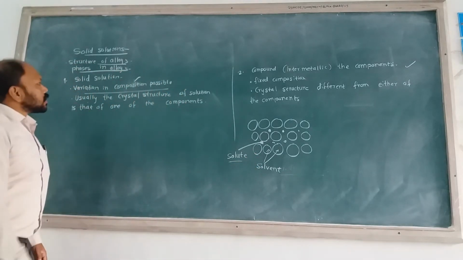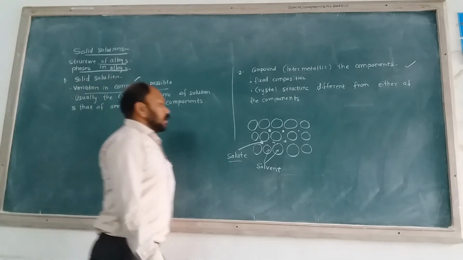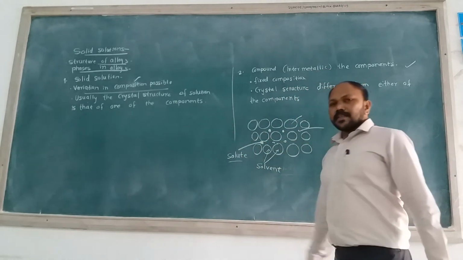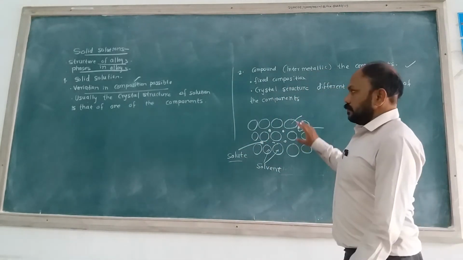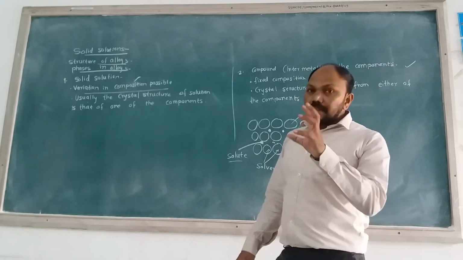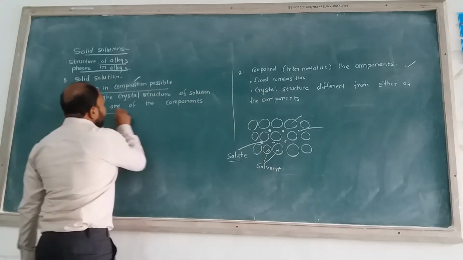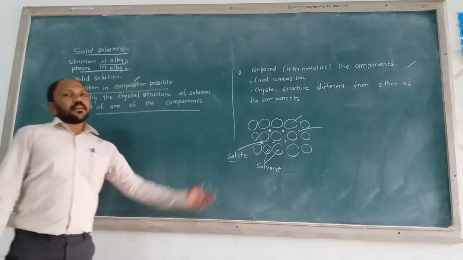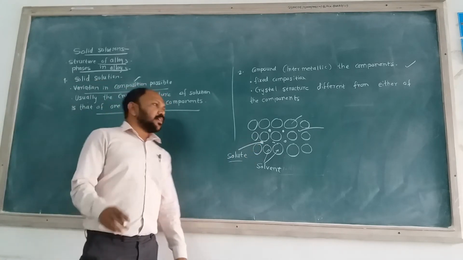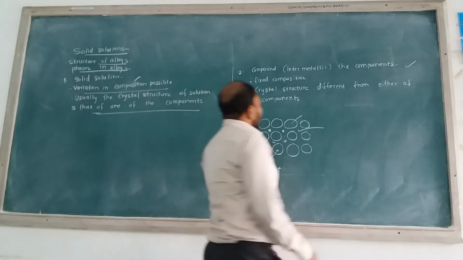Next, usually the crystal structure of the solution is that of one of the components. Consider this is one material, and this is another material. The crystal structure of this alloy material is related to one of the materials between these two. So this crystal structure is possible.